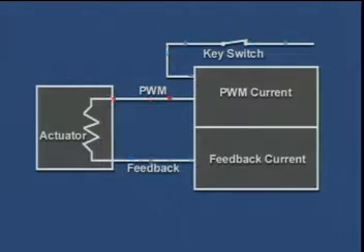A short circuit fault is recorded when the feedback current is higher than expected and sustained for a period of time. An open circuit fault is recorded when the feedback current is lower than expected and sustained for a period of time.